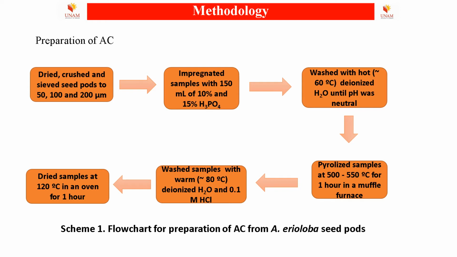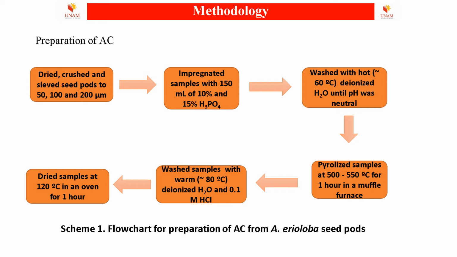Next day it was filtered and washed with hot deionized water, 60 degrees centigrade, until the pH was neutral, because it has to remove whatever materials are there after impregnating with H3PO4. Once the pH is neutral, it is dried in an oven at 100 degrees centigrade overnight. Then it is crushed with mortar and pestle to powder. Then this sample is pyrolyzed in a furnace at 500 to 550 degrees centigrade for 1 hour.